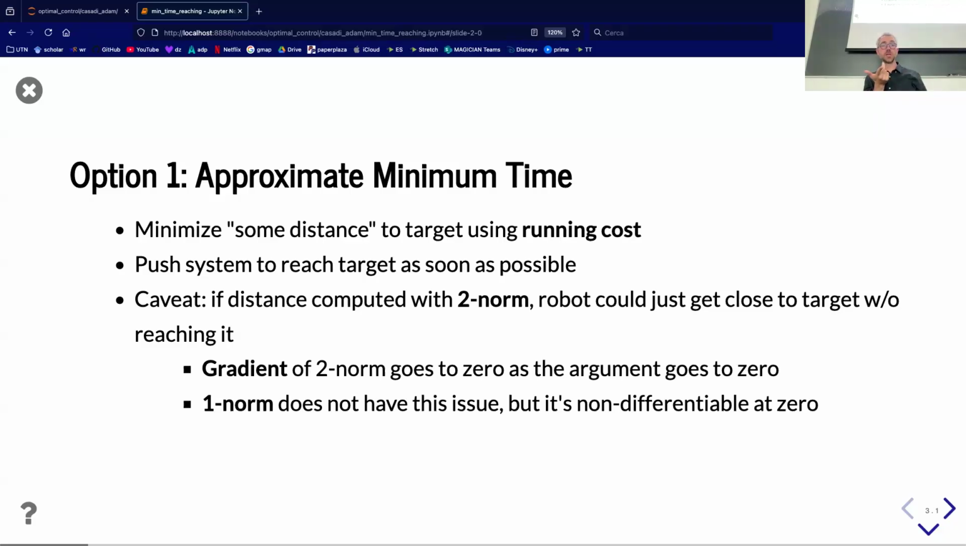So typically when you want to use the L1 norm, you try to introduce some regularization so that when you're close to 0, you get a quadratic behavior instead of a linear behavior. In that way, it's differentiable everywhere and the solver behaves a bit nicer. But these are all compromises. So you're always going to have an approximate minimum time solution. If you really want a minimum time solution, you need to do something different. Any idea?